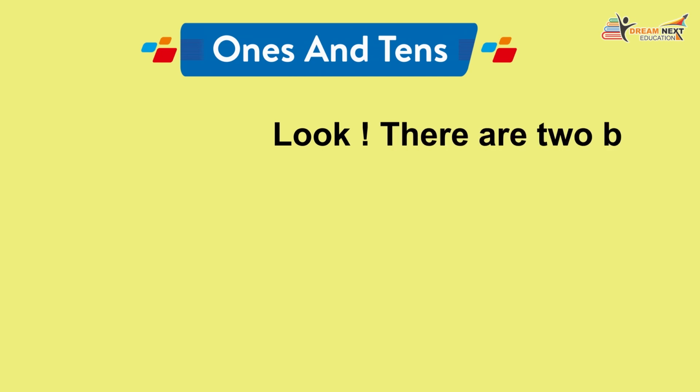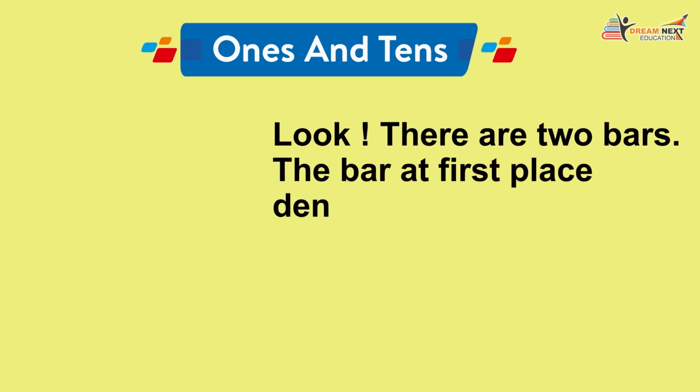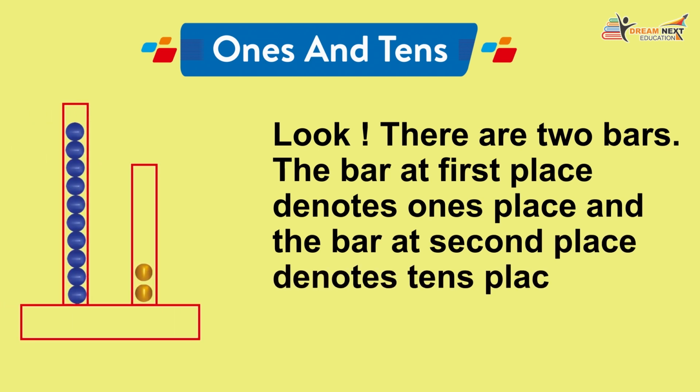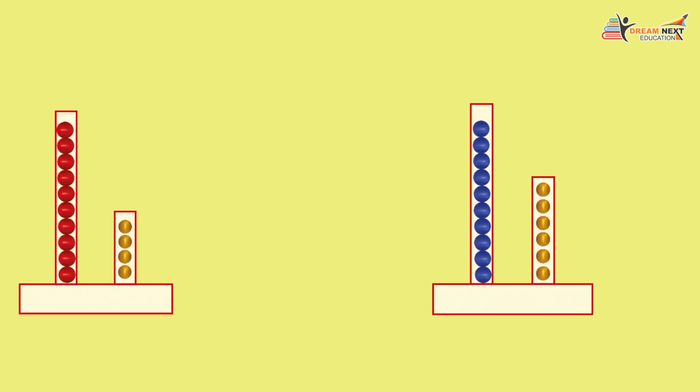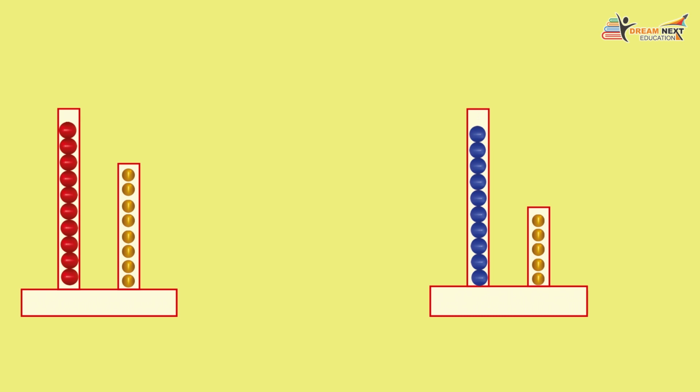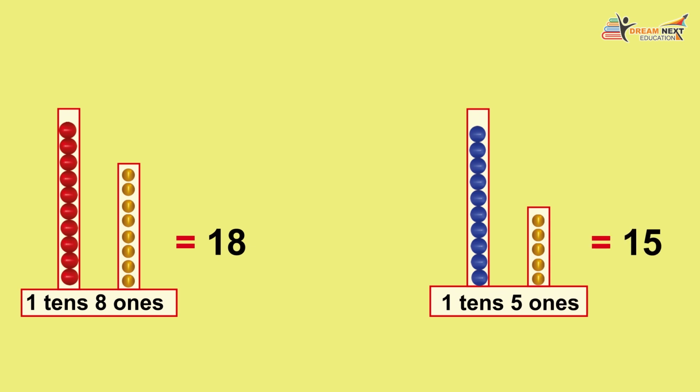Look, there are 2 bars. The bar at first place denotes 1's place and the bar at second place denotes 10's place. 1 ten, 2 ones. 1 ten, 4 ones is equal to 14. 1 ten, 6 ones is equal to 16. 1 ten, 8 ones is equal to 18. 1 ten, 5 ones is equal to 15.